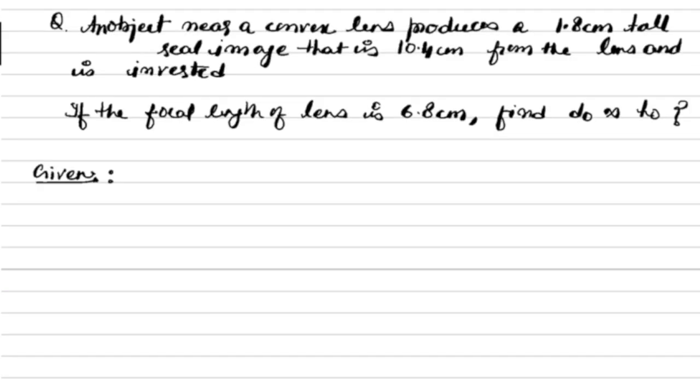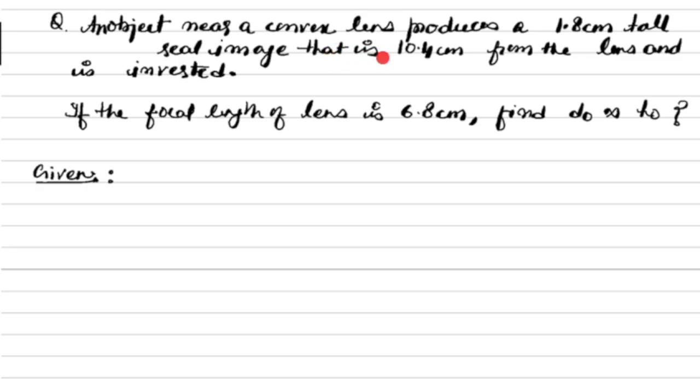Okay, let's read this question. An object near a convex lens produces a 1.8 centimeter tall real image that is 10.4 centimeter from the lens and is inverted. So this information is given to us. If the focal length of the lens is 6.8 centimeter, find distance of object and height of the object. Here also in this question, the sign convention which we are using will be important. So let's read and understand this language first.